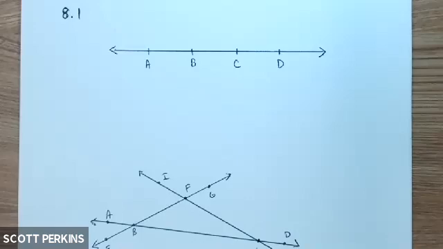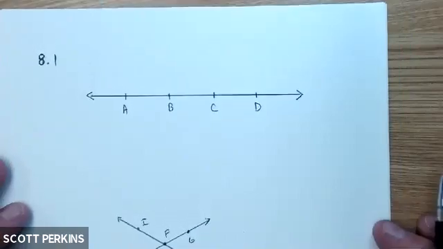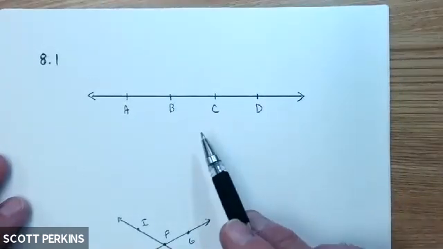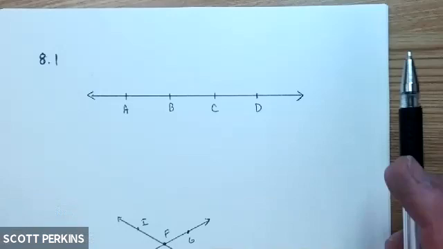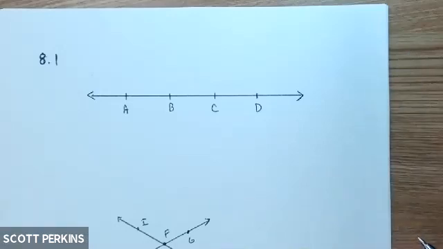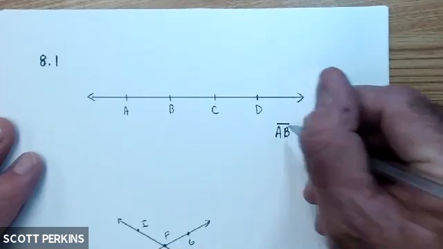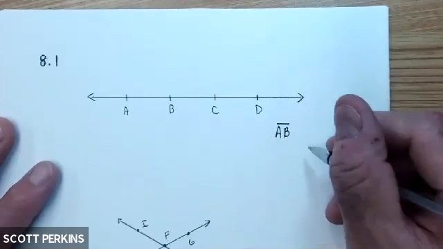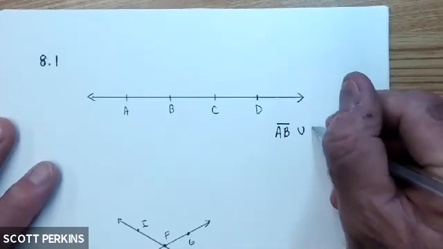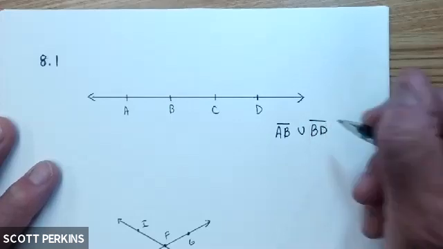So for instance, here's what I want to do. I'm going to start with the line that's defined up at the top. We've got 4 points that are on that line just so that we have a touch of a variety here. And so I want to know the following. I want to know what happens if I take AB with a segment on it and I union that with BD with a segment on it.